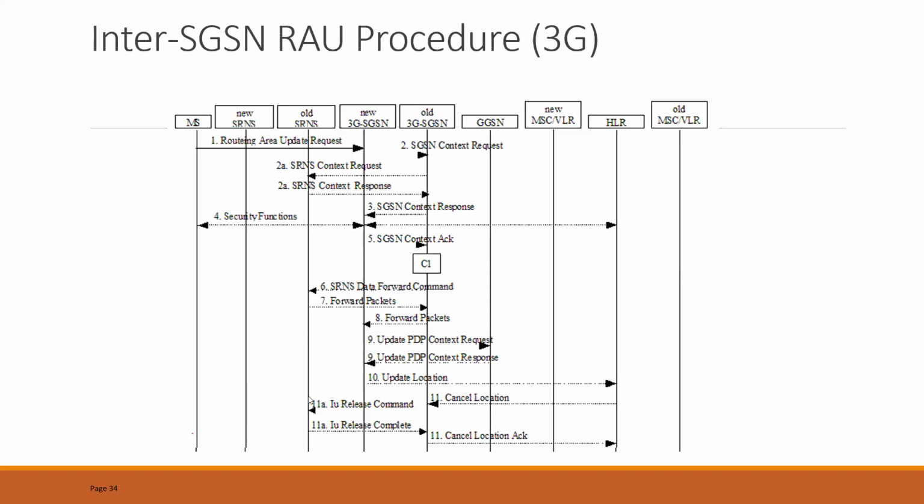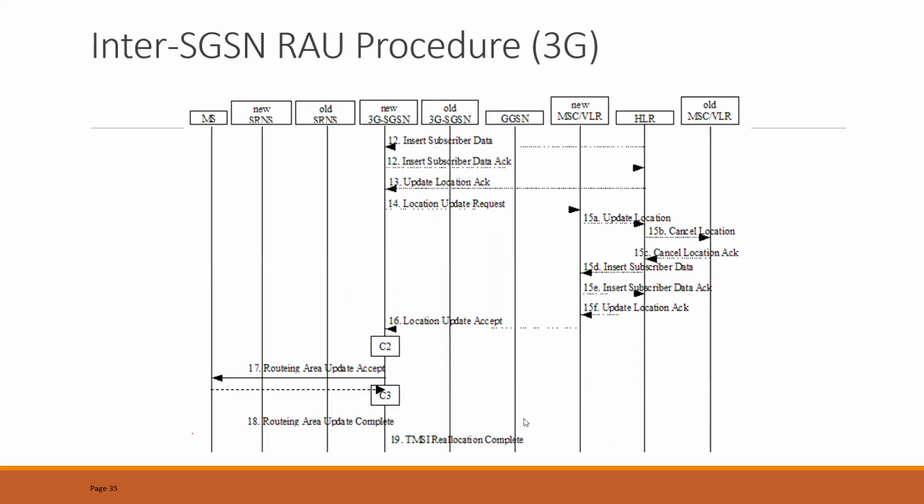no need for the old RNC to have an IU connection available with the MS. So it will send an IU release command. It will send an IU release complete, so that your IU signaling that was created for this MSISDN between your RNC and your SGSN is released. So that is released, and your cancel location is acknowledged. Then you have your insert subscription information and its acknowledgement. Then this is for your combined location update.